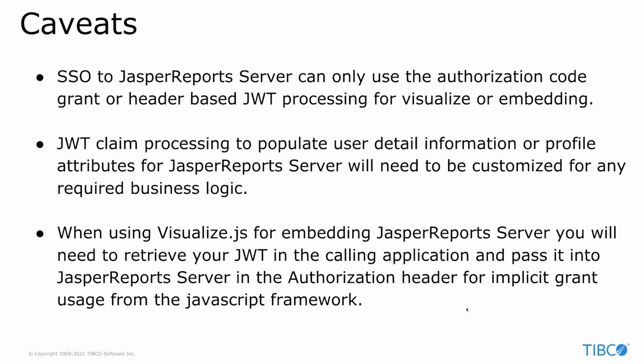The other caveat to it is that the claim processing typically needs to be customized for any required business logic. So anything you want to pull from your JWT as far as claims or user detail information or profile attributes. So that is one particular step with the package. And then, as you can see below, and I said before, using Visualize.js, you will need to retrieve the JWT and pass it in the authorization header for implicit grant usage.